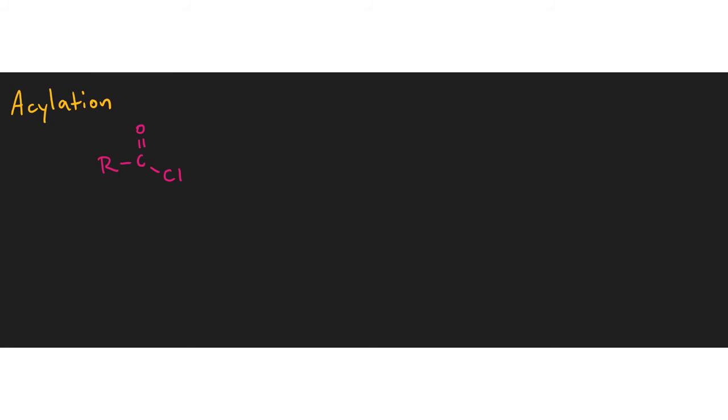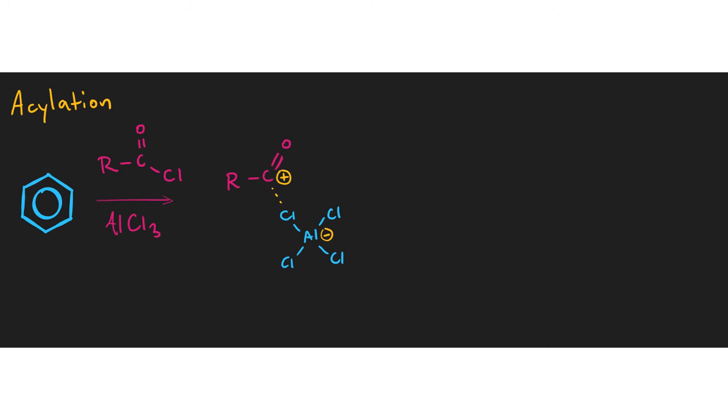An acyl group is essentially half of a ketone. It consists of an R group bonded to a carbonyl, which is then bonded to something else, in this case a chlorine. So this is an example of an acyl chloride, which is used in many types of reactions because its carbonyl carbon is particularly positive.